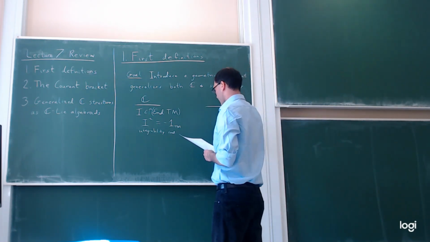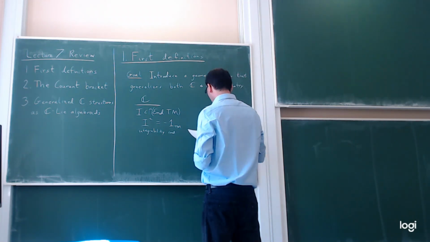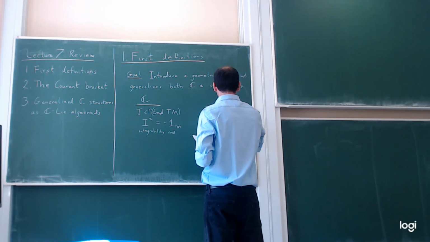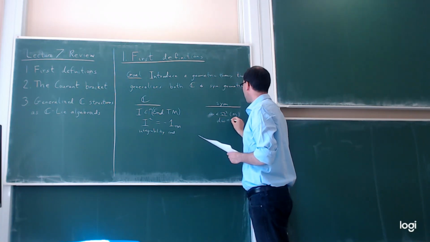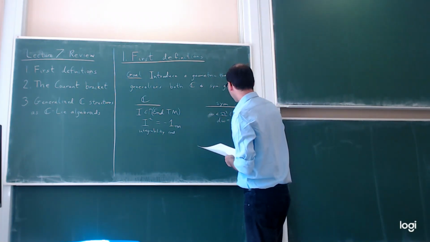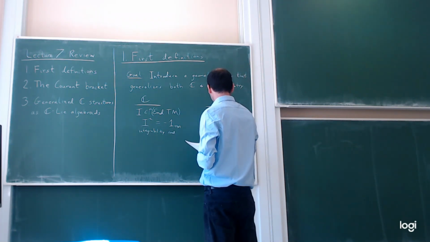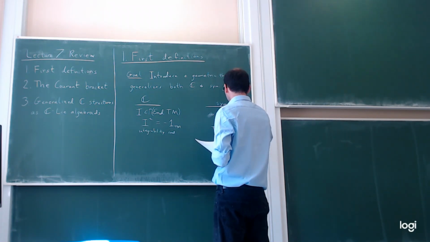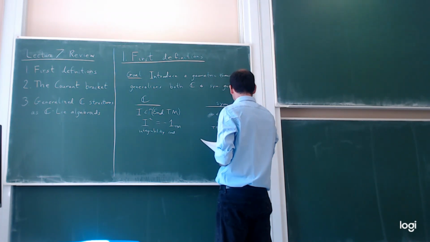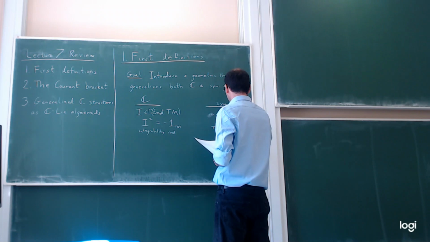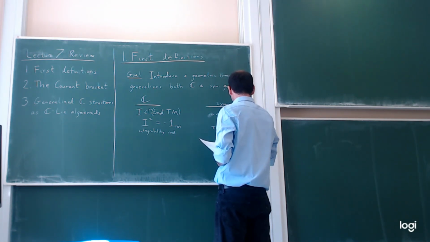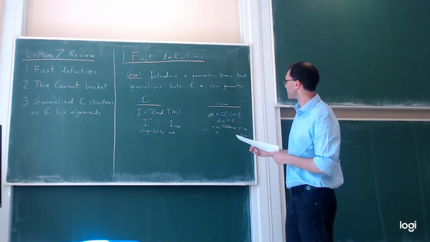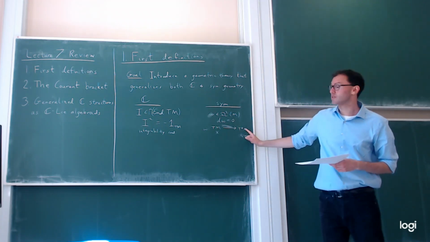On the other hand, a symplectic structure on a smooth manifold is a two-form omega on M, which is closed in the sense that the exterior derivative of omega vanishes, and is non-degenerate in the sense that the interior product with omega establishes a vector bundle isomorphism between the tangent bundle and the cotangent bundle. So this is non-degeneracy.